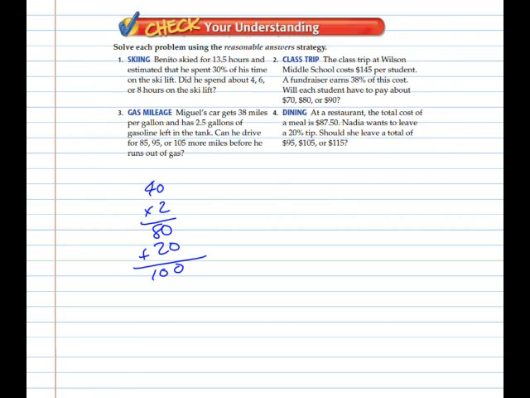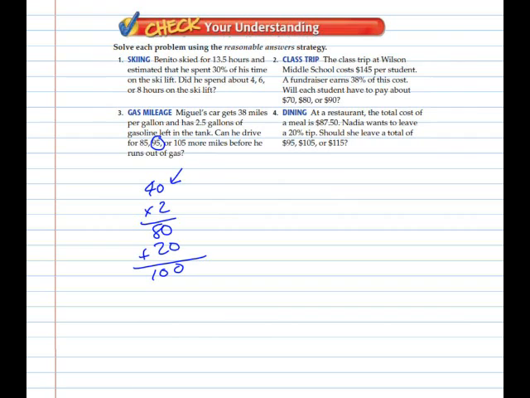That's a little bit of an overestimate. We're going to say he can drive about 95 miles, because by rounding this up, we're overestimating at 100. Our best, most reasonable answer would be 95.